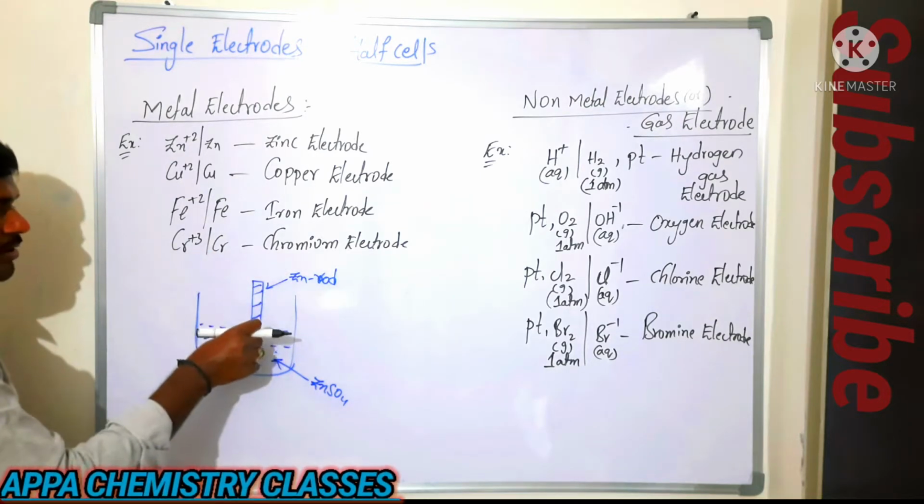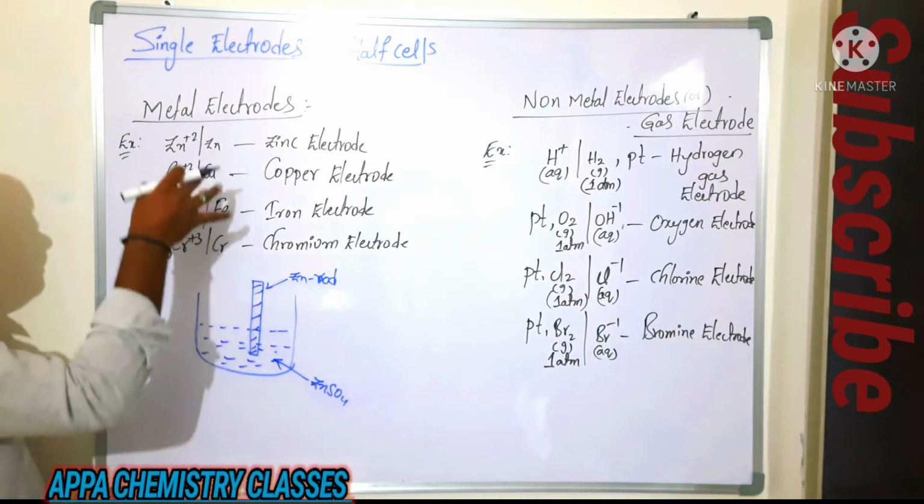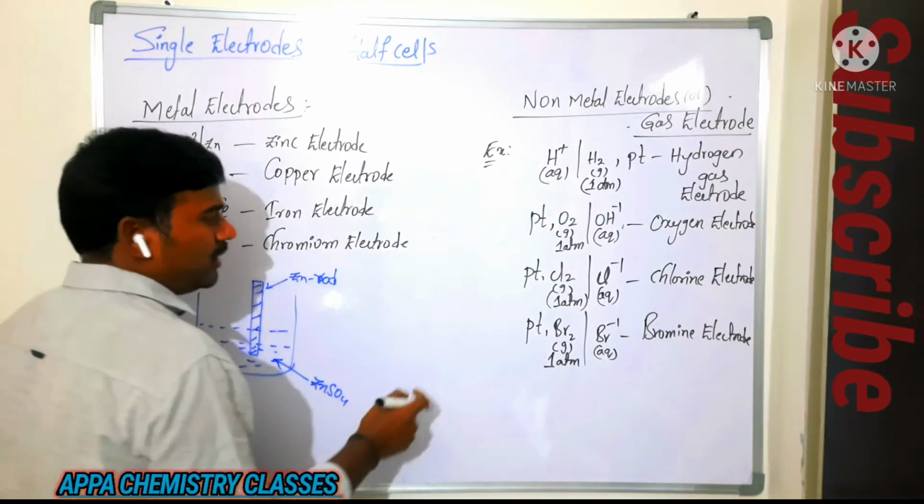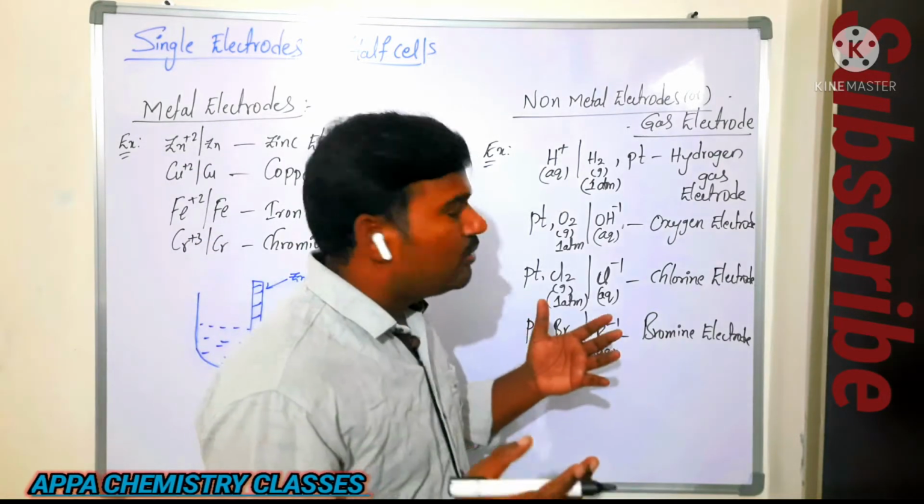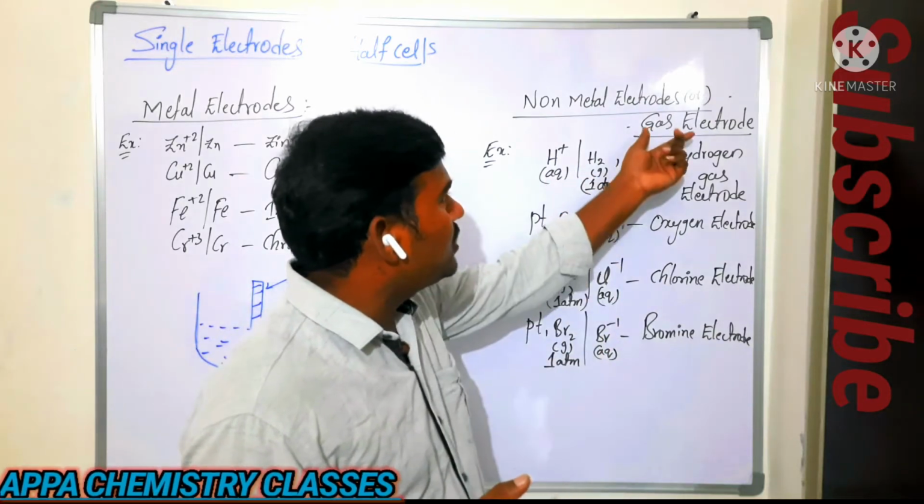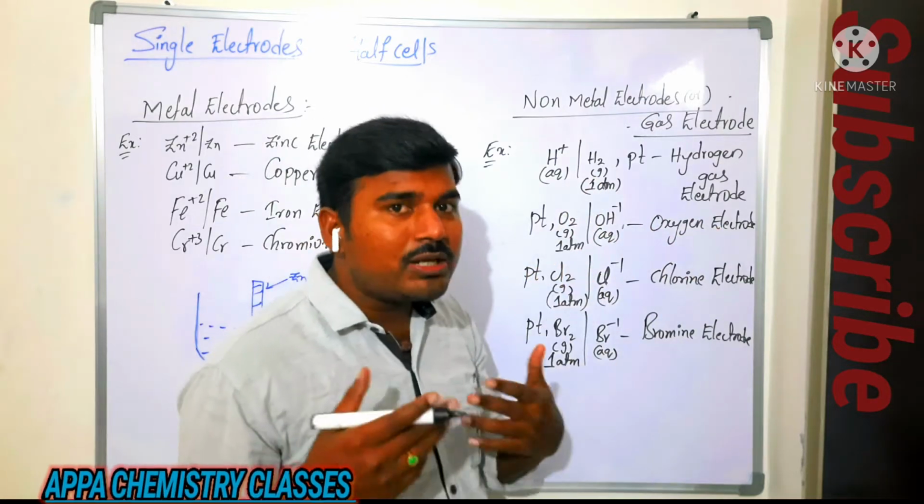That is, the metal rod should be immersed in its metal salt solution. Then we will get the metal electrodes. Now similarly, non-metal electrodes. You may get a doubt here. Non-metal electrodes are also called gas electrodes. Now how can we construct this non-metal electrode?